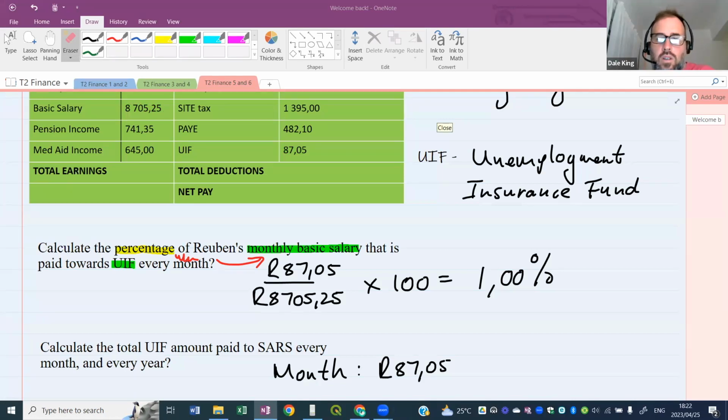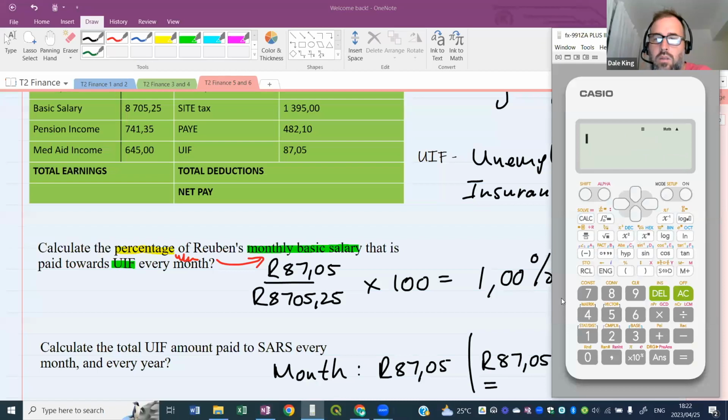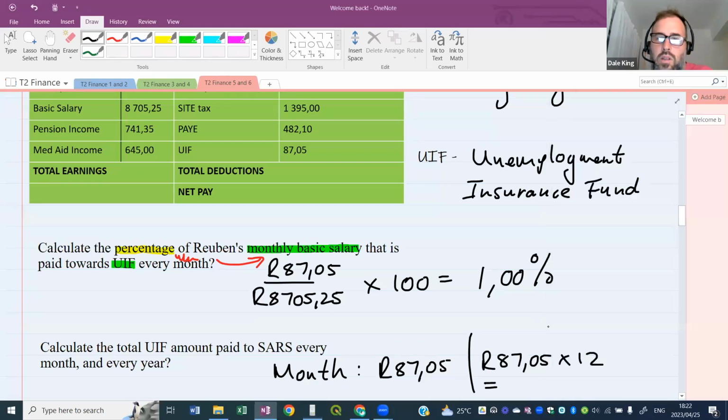Very good. Okay, so I'm going to do the annual calculation here on the side. All we need to do is take the monthly value and multiply it by 12. All right, let's quickly get the calculator out. So 87.05 multiplied by 12, and we get 1044.6. Okay, very good. Well done. Well done to everyone. Good job.